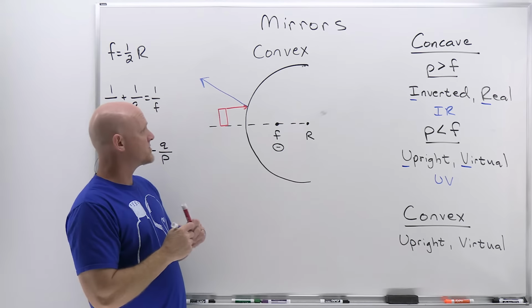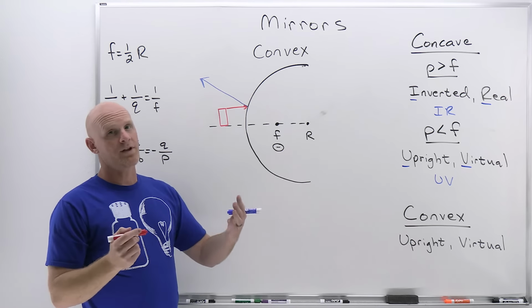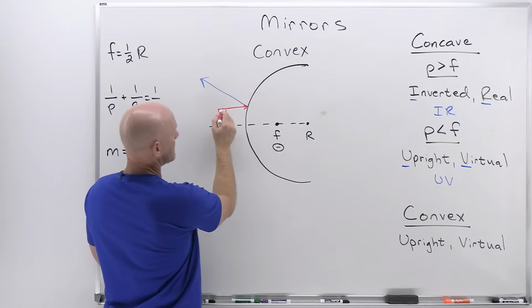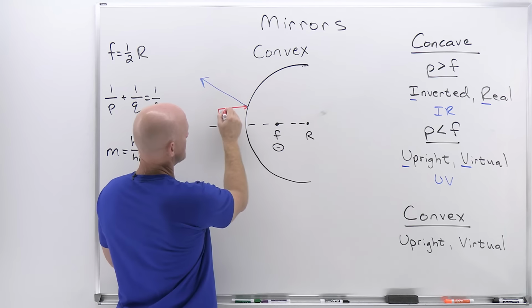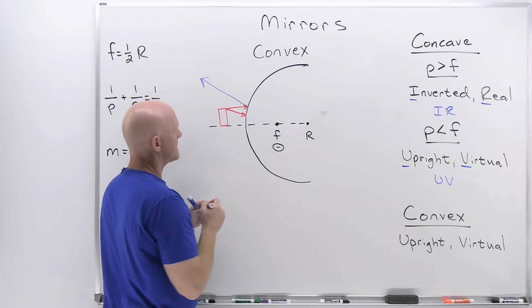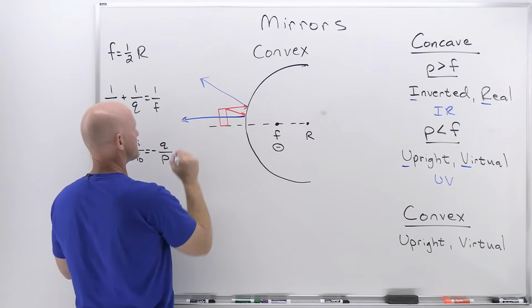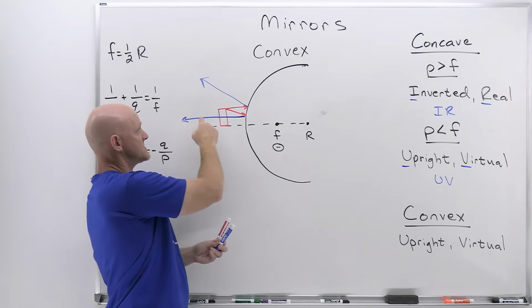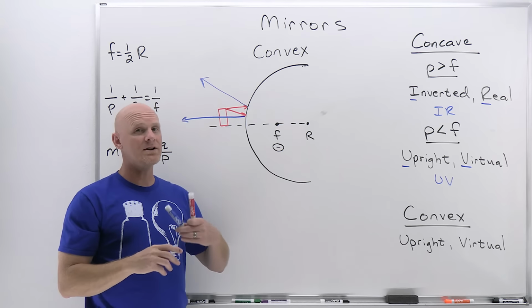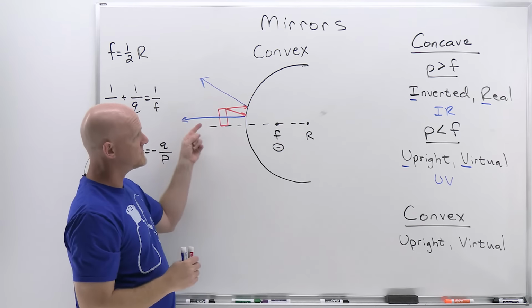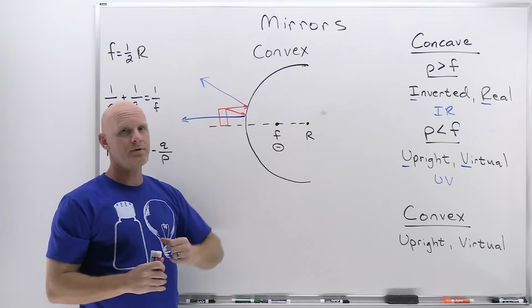Next one we're going to draw towards the focal point. We'll never get there because we'll bump into the mirror first, but we're going to draw it just as if we were going towards that focal point right there. And then that one's going to get reflected back out parallel to the principal axis. We can definitely see that these two reflected rays are not going to intersect, but they do look like they came from a common point behind the mirror again.